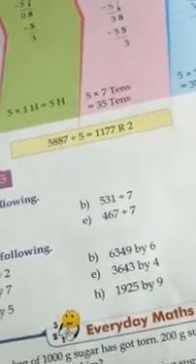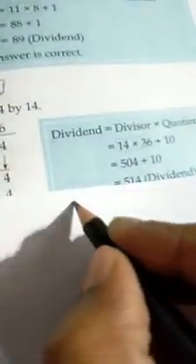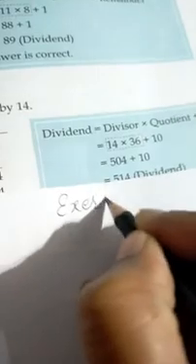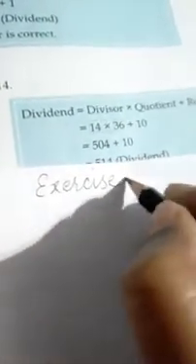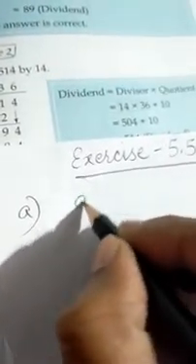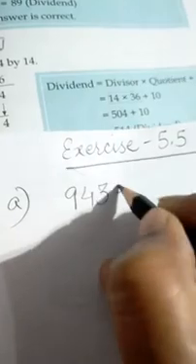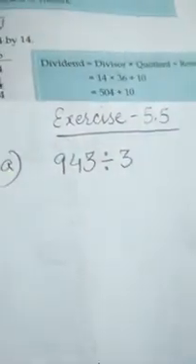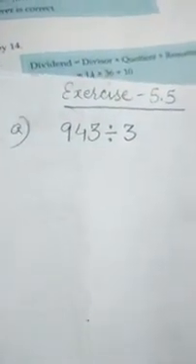There is exercise 5.5. Yes, and sum is solve the following. Division symbol is there, means we have to divide the 943 by 3. Yes, first of all we will write the table of 3.